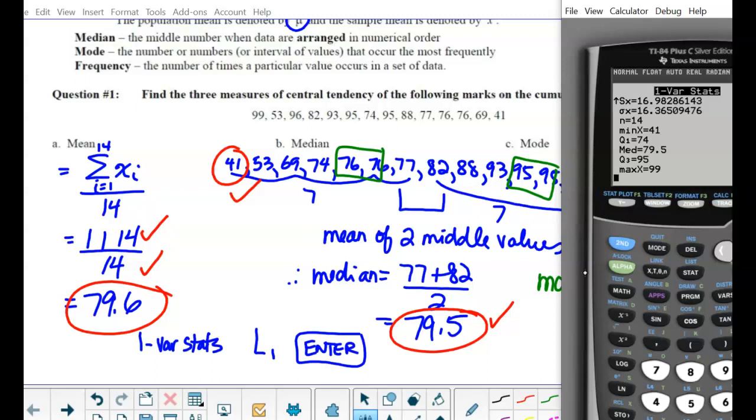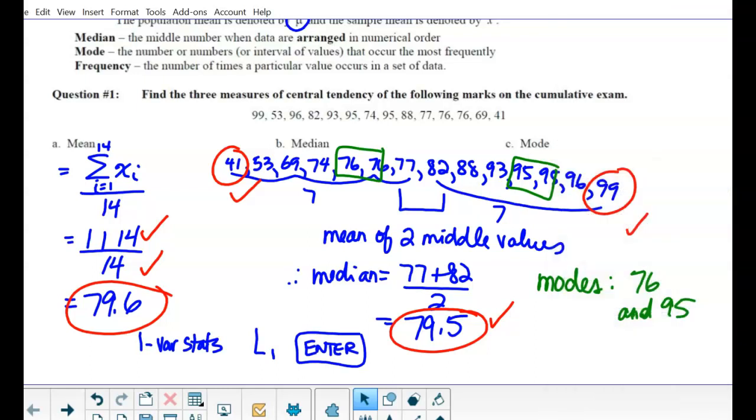Okay? So really, you can use this whenever you want. Unless you have to find the mode, and then you will have to look at the data specifically. Okay? So now, we're going to use our calculator to do the next ones.